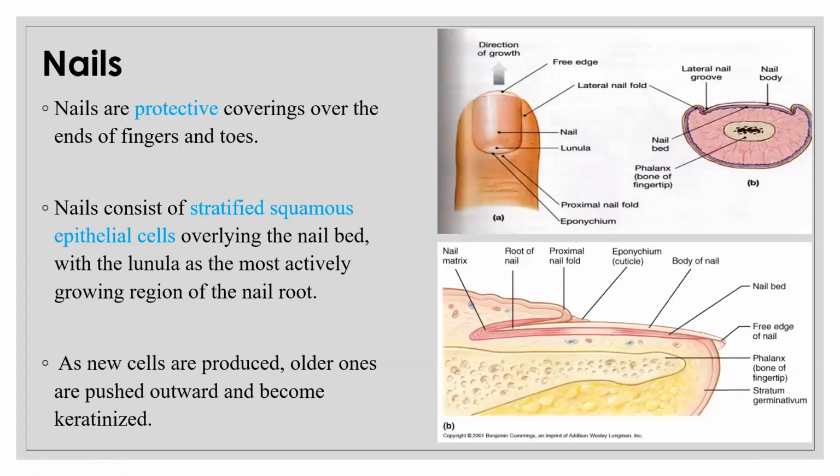Now we go to the nail. This is the nail. It is actually an accessory part of the integumentary system. Nails are protective coverings over the ends of fingers. Nails consist of stratified squamous epithelial cells overlying the nail bed. This is the nail.